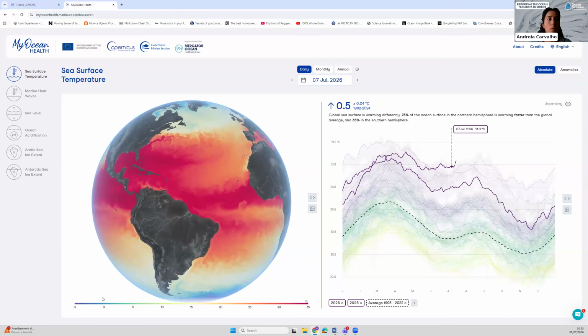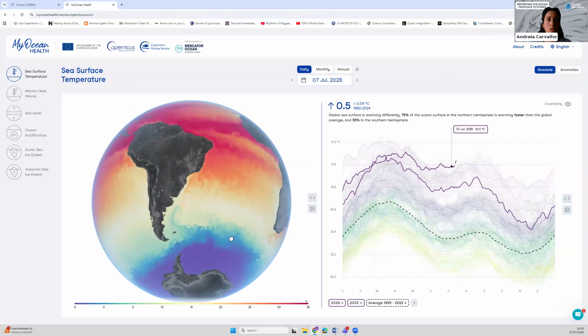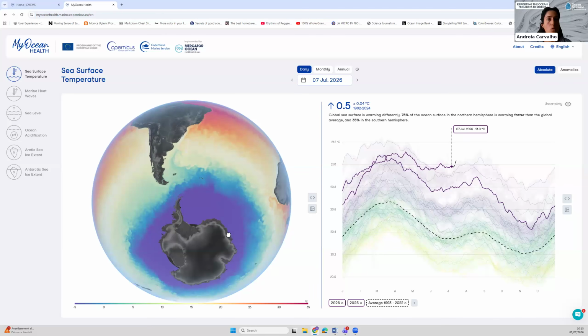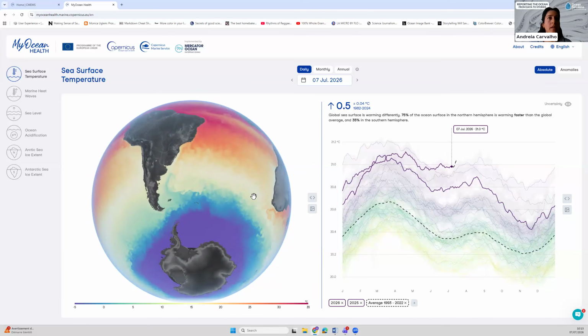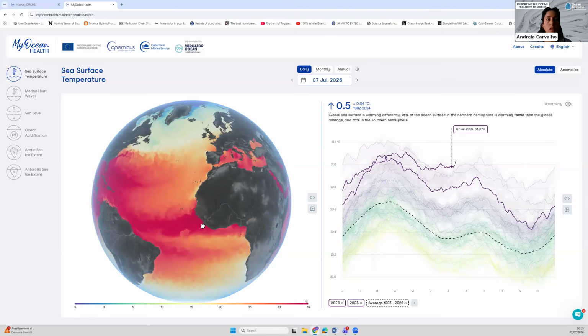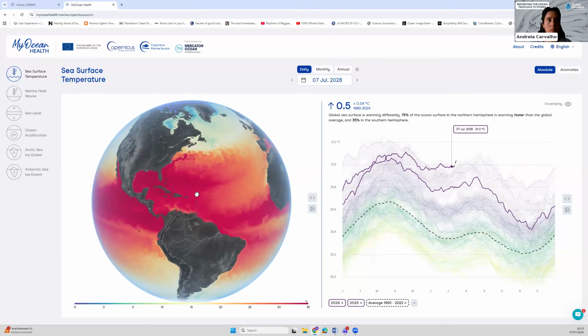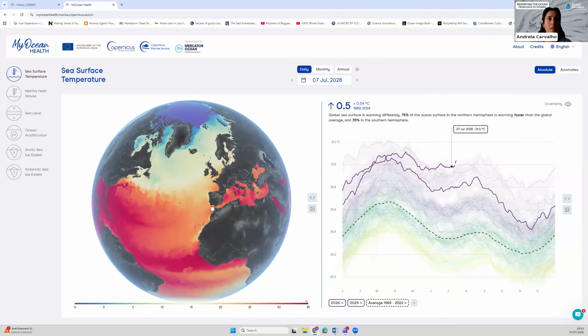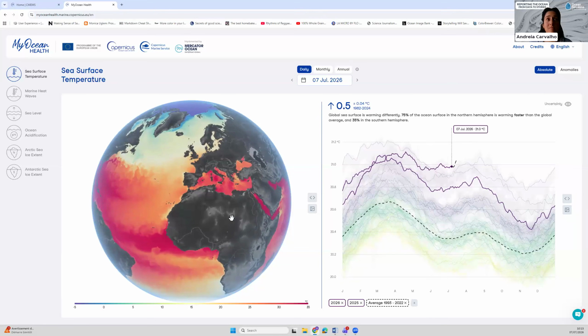We can see represented in blue the colder temperatures, usually closer to the poles or around the pole areas. And of course, warmer temperatures across the equator, but not only. We see it also in other areas further from the equator, nowadays also with warmer temperatures.